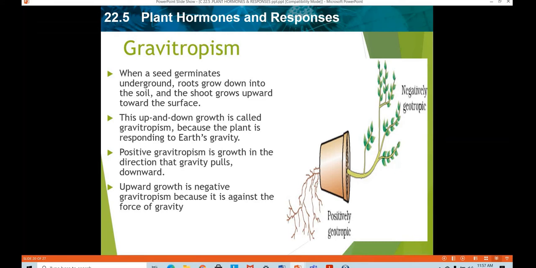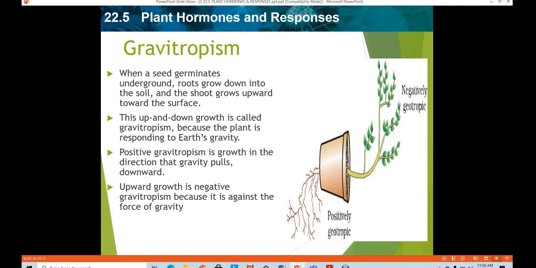The way the root goes down into the soil and grows downwards, and the way the shoot, or the stem, shoots up and grows taller: this up and down growth of the plant is known as gravitropism, because the plant is responding to Earth's gravitational pull. Downward growth is positive gravitropism, because the growth is in the direction gravity pulls. And upward growth is negative gravitropism, because it is growth against the force of gravity. So it grows downwards because of the gravitational pull, and upwards against the gravitational pull.